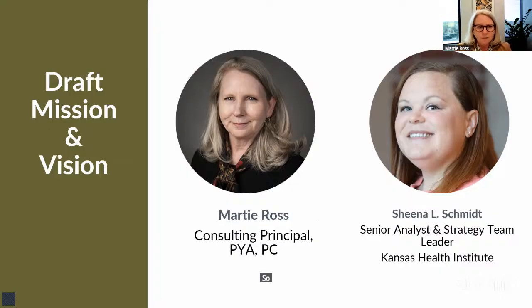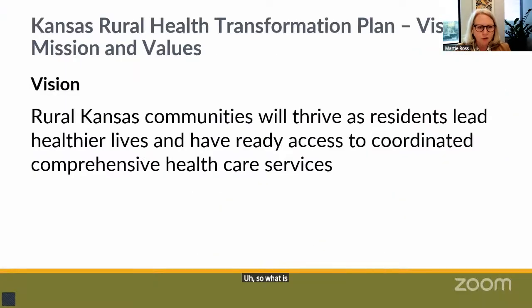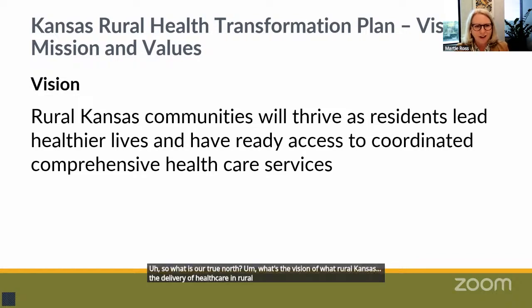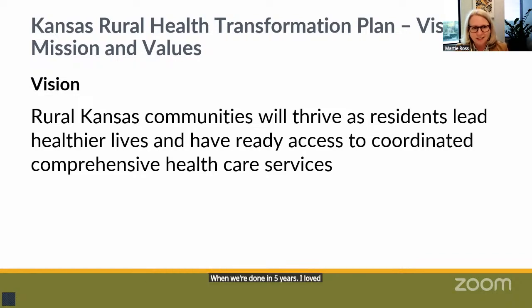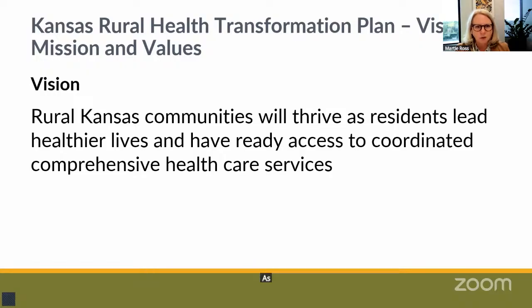So as we start working down this process, the place to always start is what's the mission and vision of this rural health transformation plan that we are forming? So what is our true north? What's the vision of what rural Kansas, the delivery of healthcare in rural Kansas will look like when we're done in 5 years? I loved the question someone posed. Are we going to be able to look back in 10 years and say, we spent that $1 billion as effectively as possible, or was it just merely a distraction going forward?